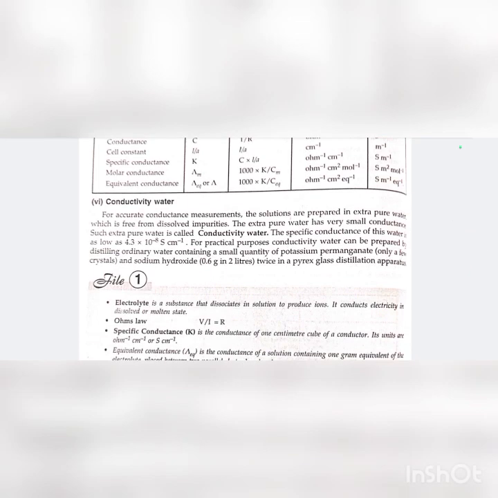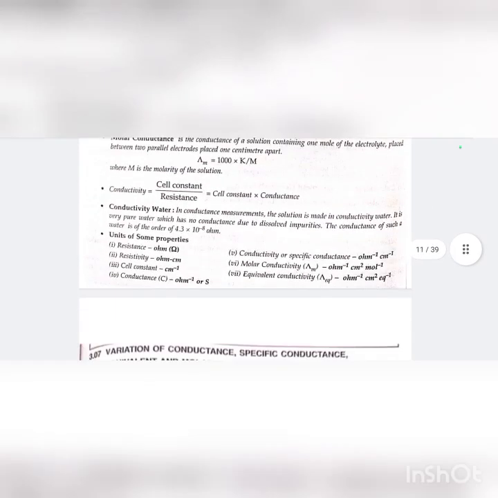For accurate conductance measurements, the solutions are prepared in extra pure water which is free from dissolved impurities. The extra pure water has very small conductance. Such extra pure water is called conductivity water. The specific conductivity of this water is as low as 4.3 into 10 to the power minus 8 Siemens centimeter inverse. For practical purposes, conductivity water can be prepared by distilling ordinary water containing a small quantity of potassium permanganate, only a few crystals, and sodium hydroxide, 0.6 gram per liter, twice in a Pyrex glass distillation apparatus.